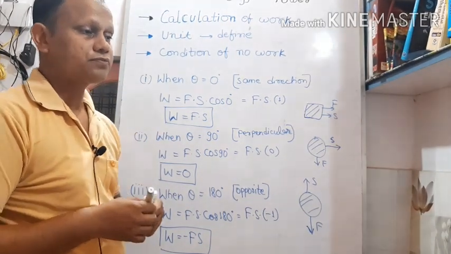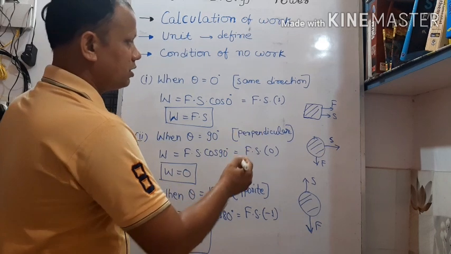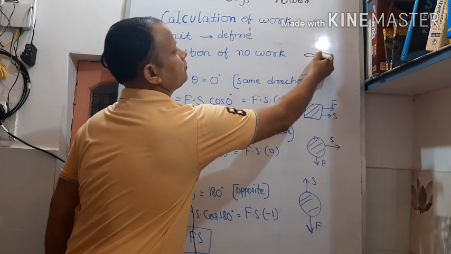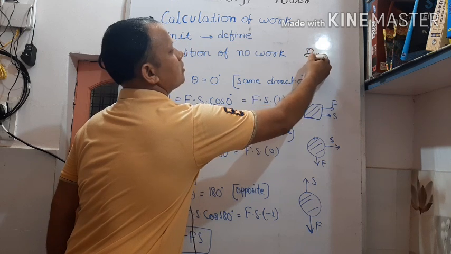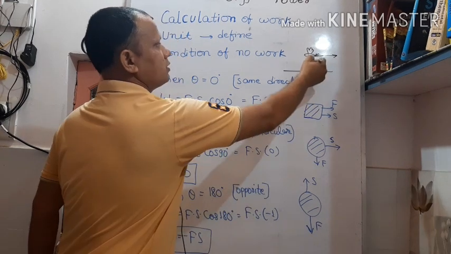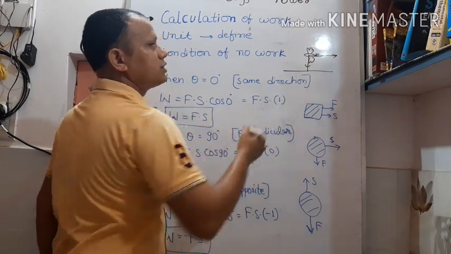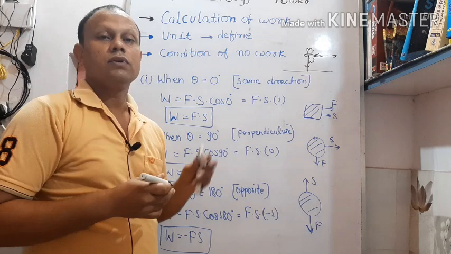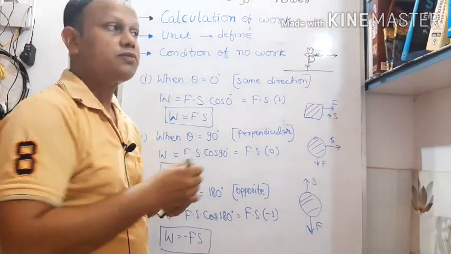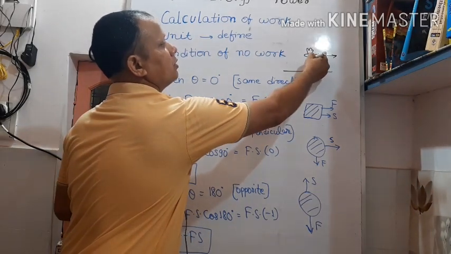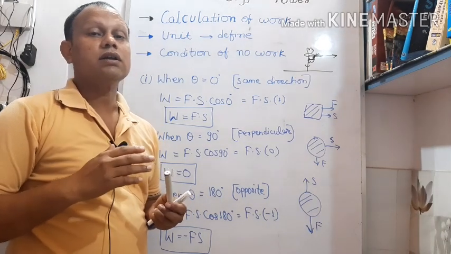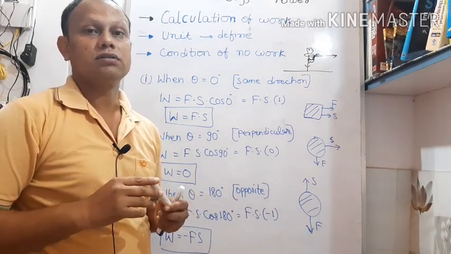For example, suppose a bird is flying in the sky. When it is moving horizontally, the gravitational force does not play any role in the movement of this bird, because the gravitational force and the movement of the bird are at 90 degree, and as I've said, force at 90 degree can never displace any object.